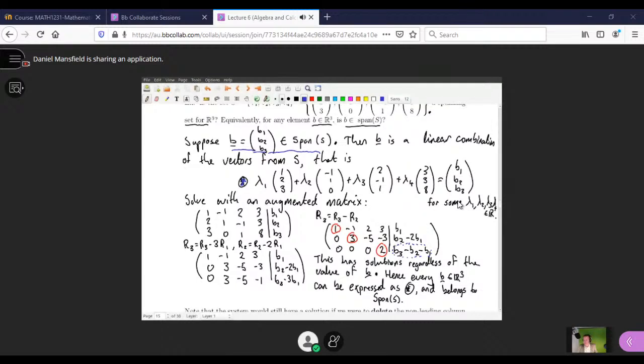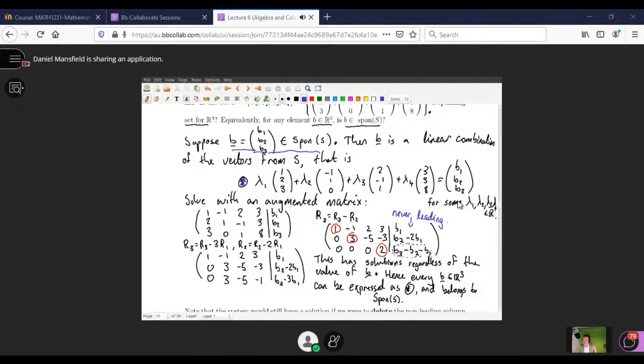Does it have to have solutions regardless because two of the lambda fours can be anything? No, it's because this column here is never leading. That's what means it has solutions regardless of the value of B. So S is a spanning set because any element of B, Jonathan, you are spot on there. Any element of B is in R3. That's what makes it a spanning set. So the span of S covers R3, if you like.